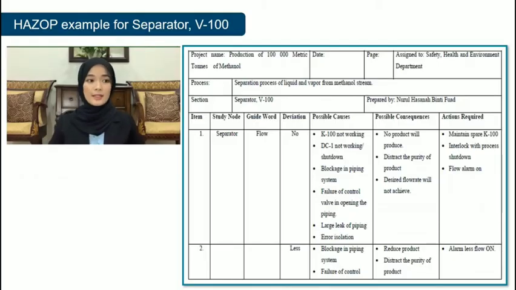So in this next slide, I'll show you the HAZOP example for separator V100. I'm sorry if I'm looking this way, I'm looking at the slides.